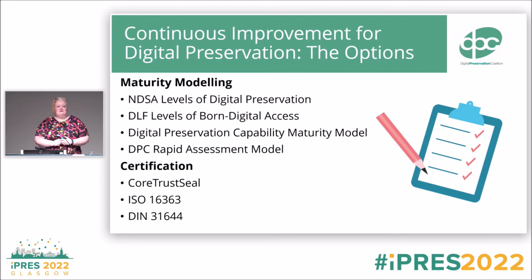There is also, produced a couple of years ago, the DFL levels of Born Digital Access. So if you're doing any work specifically on providing access to digital content, then that's the maturity model for you if you want to hone in on that area. If you are an organisation that is very much invested in the OAIS model and all that goes along with that, then the maturity model you probably want to look at is the Digital Preservation Capability Maturity Model.